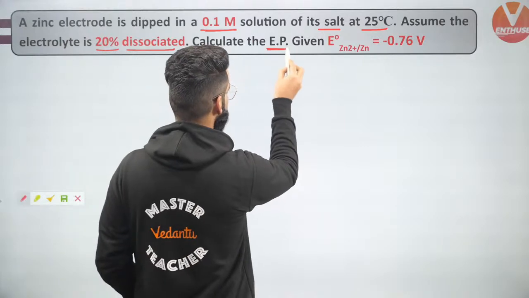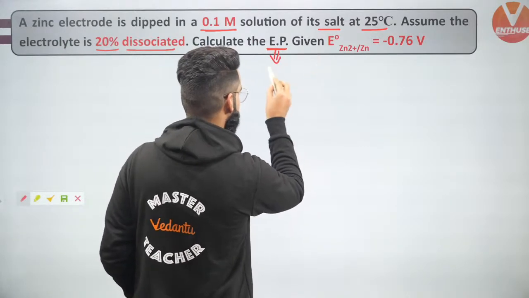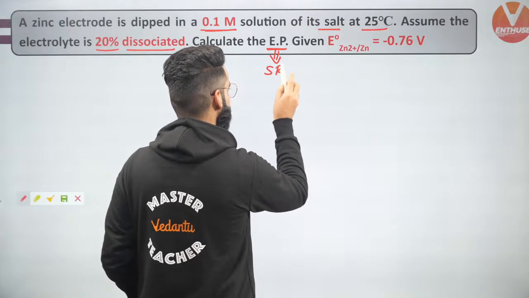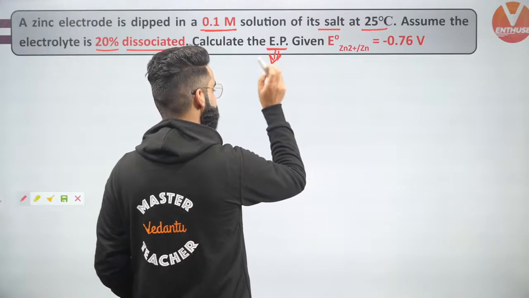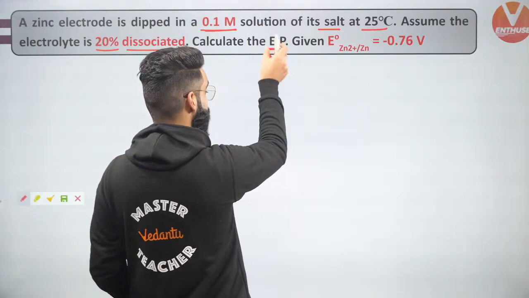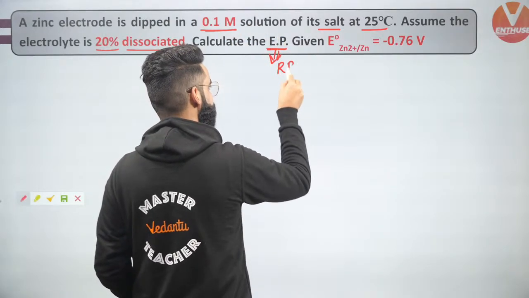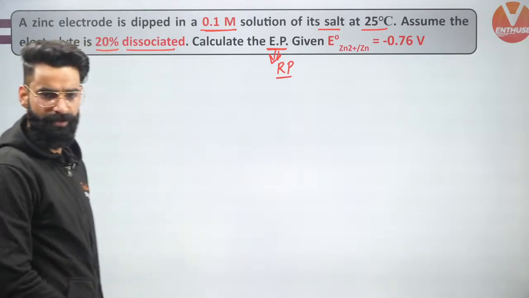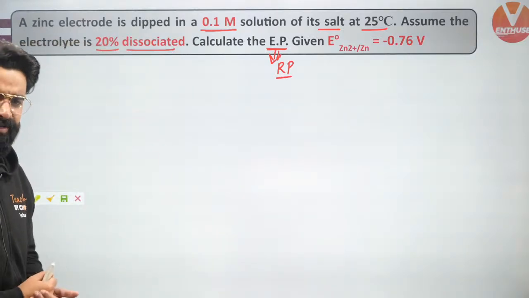Calculate the electrode potential. Whenever it's not clearly mentioned which potential you are supposed to calculate, we are going to calculate the reduction potential at that time, okay? Whenever the question doesn't clearly mention whether you are supposed to calculate the oxidation potential or reduction potential, remember you'll be calculating the reduction potential. So right here we are supposed to calculate the reduction potential.